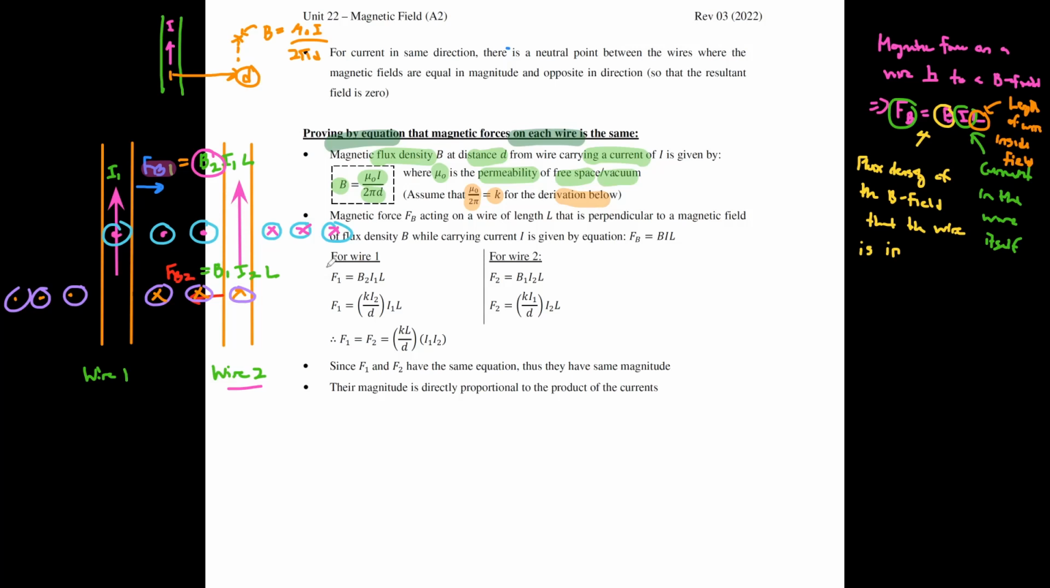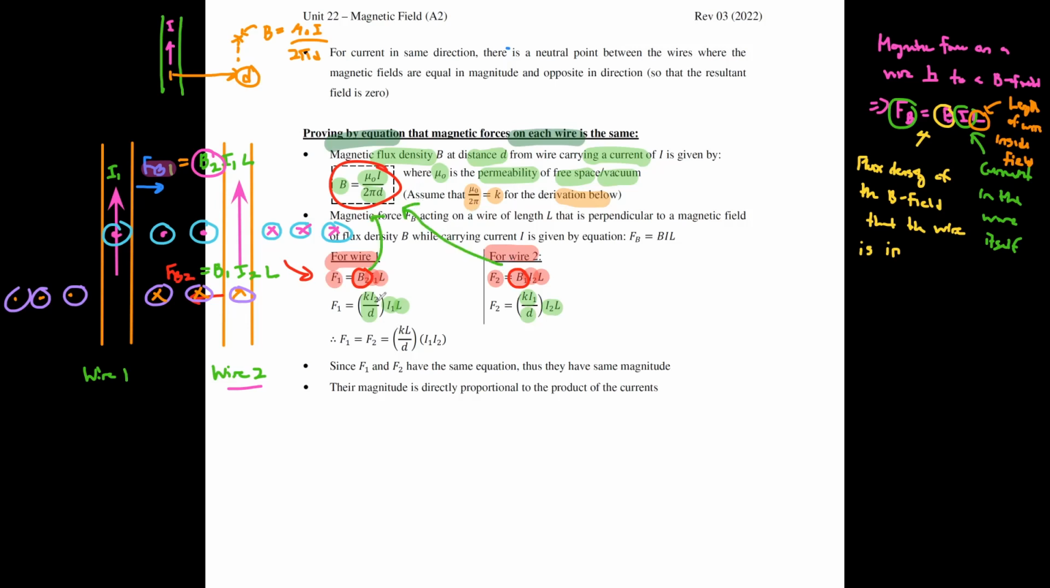So right now, if you look at the workings already written inside the notes, I wrote for you that for wire 1, F1 equals B2 I1 L. For wire 2, F2 equals B1 I2 L. Remember just now I told you that your B for a wire carrying a current is generally given by this. So you want to expand out the B according to the respective wires. In your case, B2 will be K I2 over D times I1 L. And the other one will be K I1 over D times I2 L. Okay, so B2 is based on this equation, and B1 is also based on this equation here.